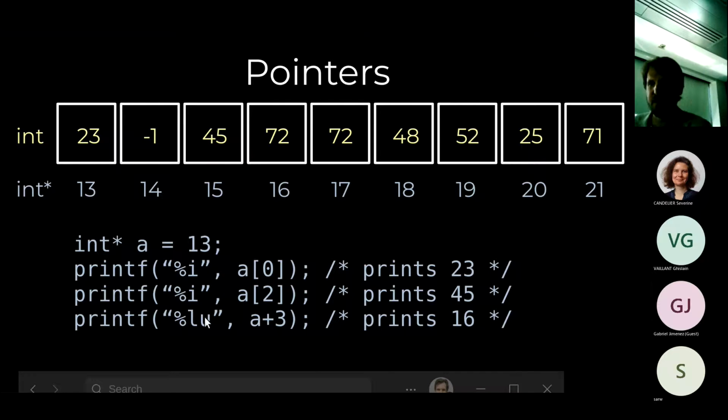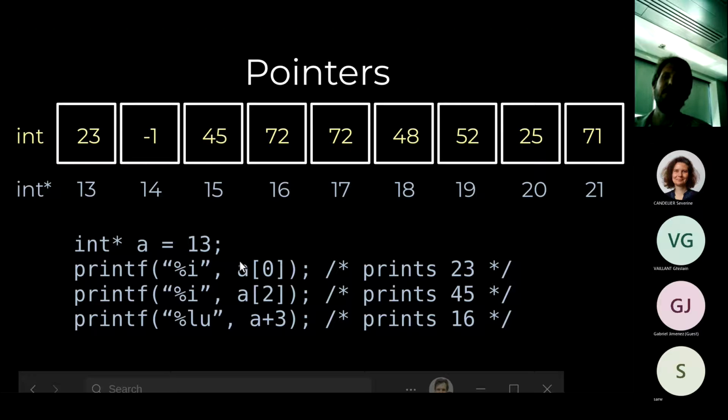So what does this mean? You have your memory, and in your memory you have addresses, and at this address you store some value. And of course, you also need to know where you have stored this value, and this is the whole pointer thing. So you say, I have a pointer which points to an address. In this case, the address is 13. Then I can say, from that pointer, take me the first value, in this case indexed by 0, and I get out 23. If I have an offset of 2, I go from here to here, and I get 45.